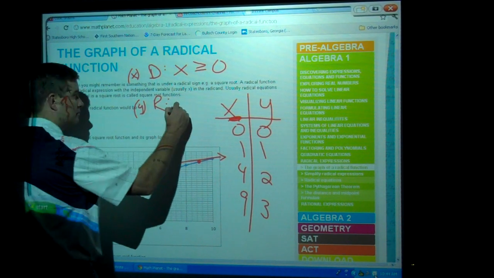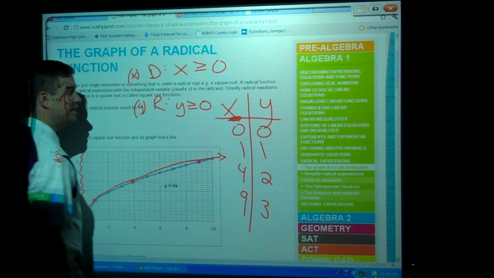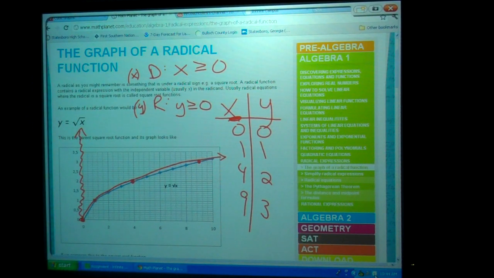Y is greater than or equal to 0. Much better. You guys caught on. Y is greater than or equal to 0. Starts at 0, 0, and it goes up and up and up forever.